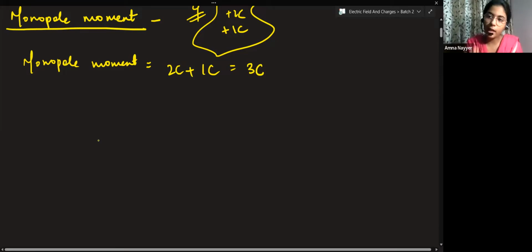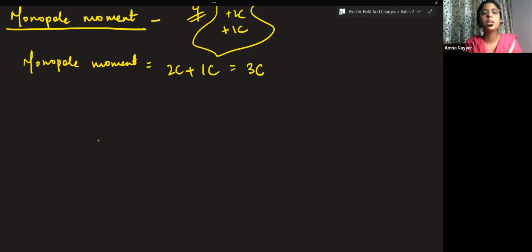Till now you have been calculating in this manner also. So monopole means a single charge. Monopole moment means all the charges added up together, which is the net charge on a body. That's what you have calculated, and that is what is meant by monopole. But this is not the case of a dipole.